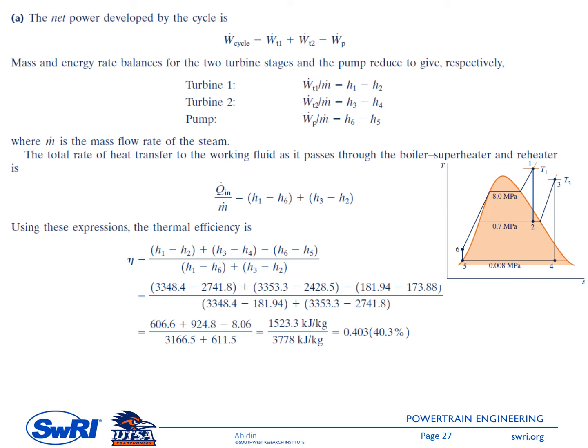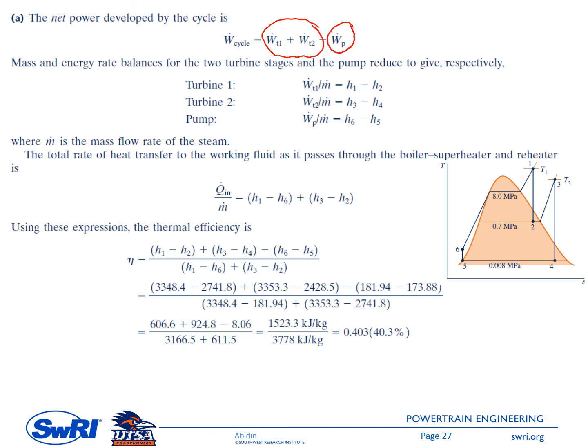Okay, the first question is the net power developed by the cycle. So in this case, the net power will be the power from the turbine. So we have 2 turbines here, the first stage turbine and the second stage turbine. So the power from the turbine will be the sum of these 2 turbines. And then to get the net, we need to subtract the power required by the pump.